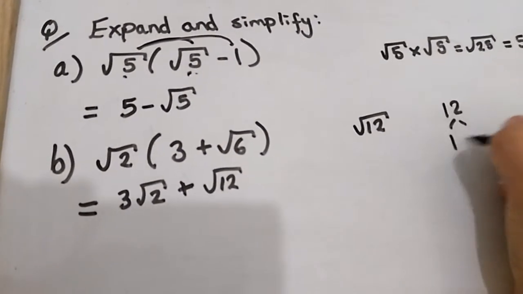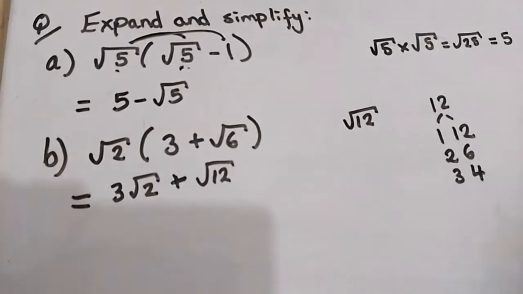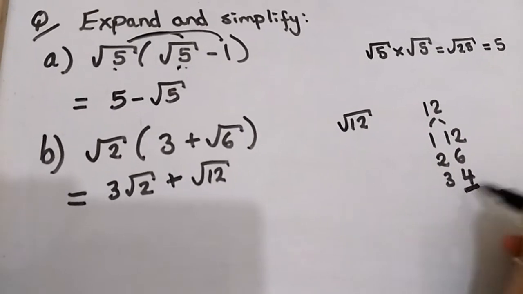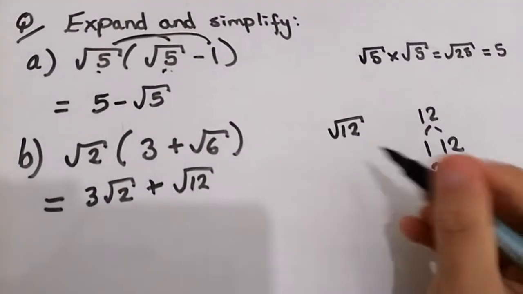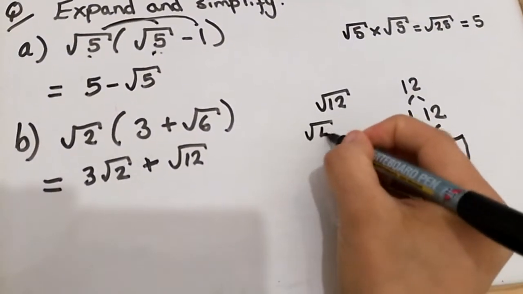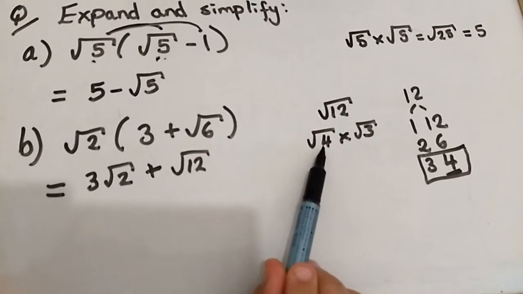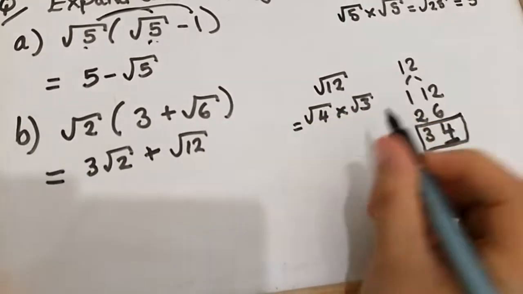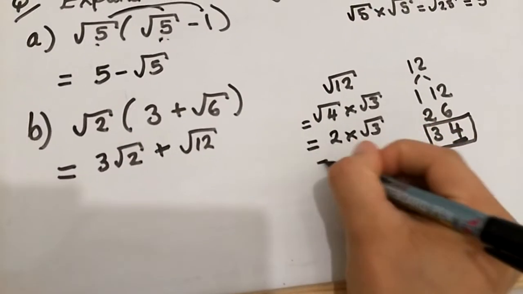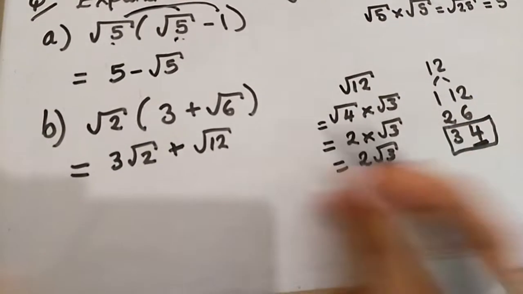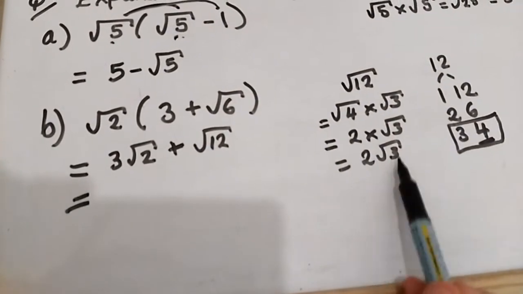Factors of 12: 1 times 12, 2 times 6, 3 times 4. Pick the pair that has the highest square number. 4 is the highest square number, so it's 3 and 4 that we're going to pick. Replace root 12 by root 4 times root 3. Notice I always write down the square number first. The square root of 4 is 2, 2 times root 3 gives us 2 root 3. So I'm going to replace the square root of 12 by 2 root 3.